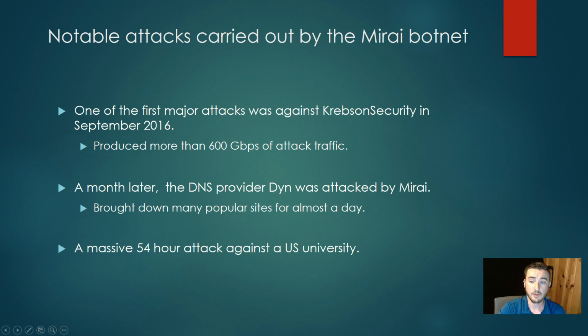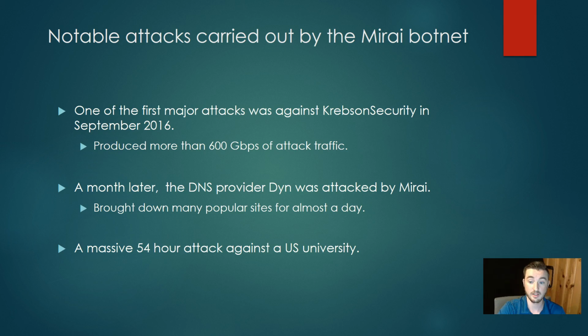Since its inception and discovery, the Mirai botnet has been a part of a few notable DDoS attacks. One of the first major attacks by the Mirai botnet was against the security blog Krebs on Security, run by security researcher Brian Krebs. Beginning on September 20th, 2016, the botnet produced more than 600 gigabits per second of attack traffic against the site, but failed in taking the site offline largely due to the cloud security company that protects the blog.